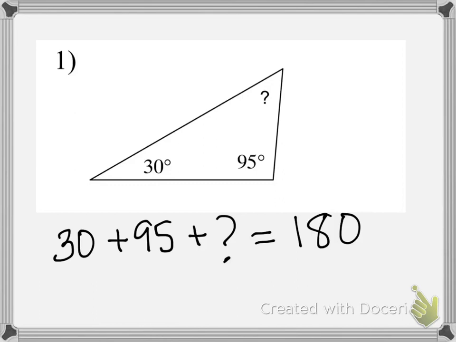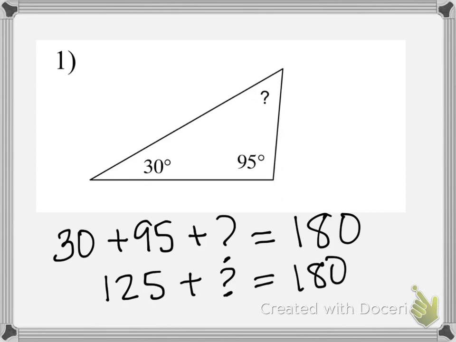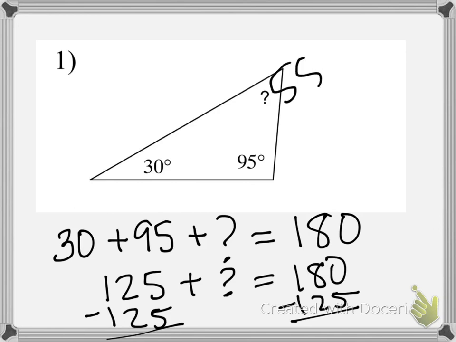So if we go ahead and we add the 95 and the 30, we're going to get 125. And so 125 plus our question mark is going to equal our 180. We want to solve for our question mark, so we do inverse operation. Subtract the 125 from both sides. And so here our question mark is going to be 55 degrees. And so that would be our answer there.